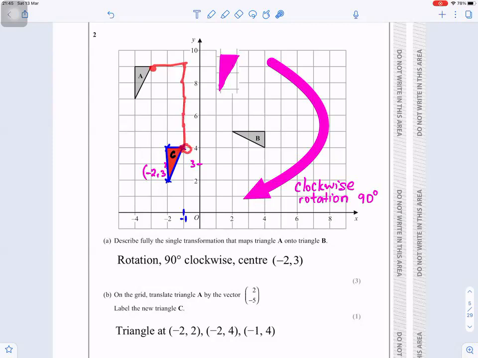That point ends there. We take another point and move 2 to the right, 1, 2, and 5 down, 1, 2, 3, 4, 5. It ends there. Take this bottom point, 2 to the right, 1, 2, and 5 down, 1, 2, 3, 4, 5. So that is the triangle there for part B. And the coordinates are minus 2, 2, minus 2, 4, and minus 1, 4.